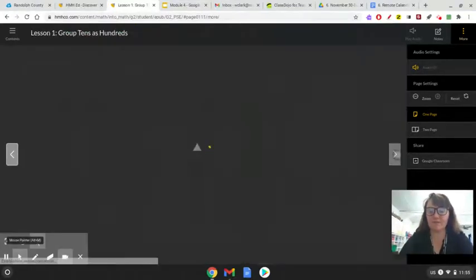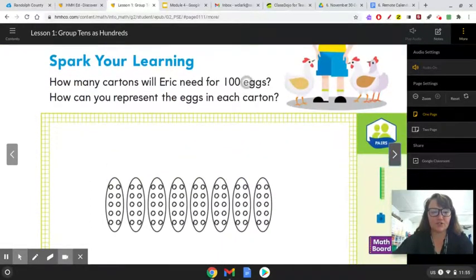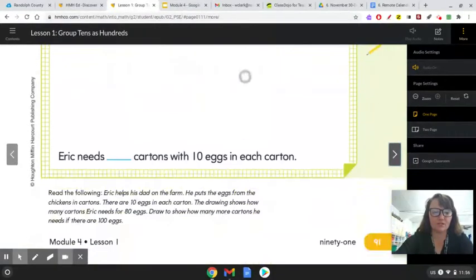All right, lesson 1, group 10s is hundreds. So we're going to spark our learning. How many cartons will Eric need for 100 eggs? And how can you represent the eggs in each carton? Well, let's read the problem.